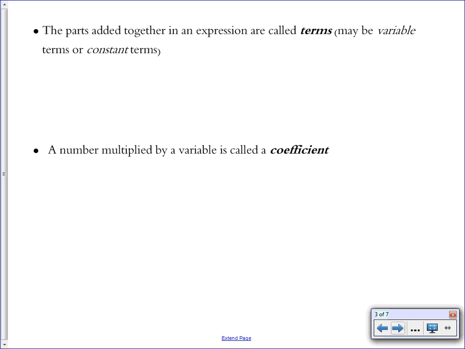The parts that are added together in an expression are called terms. So let's say we have the expression 3x minus 4y plus 10. That expression consists of 3 terms. The parts that are added or subtracted together are called terms. So the 3x is a term, the minus 4y is a term, the plus 10 is a term.